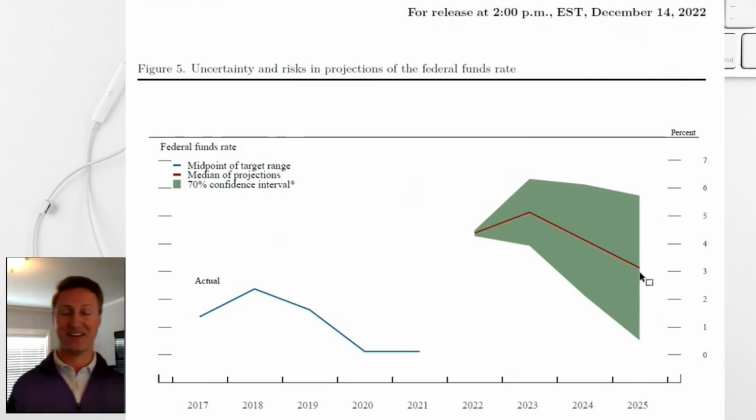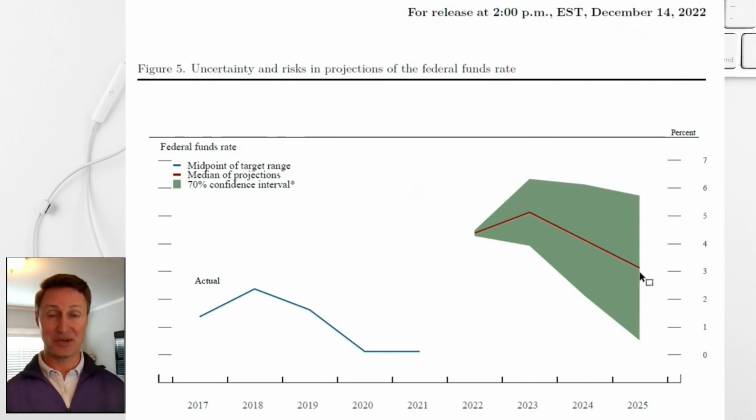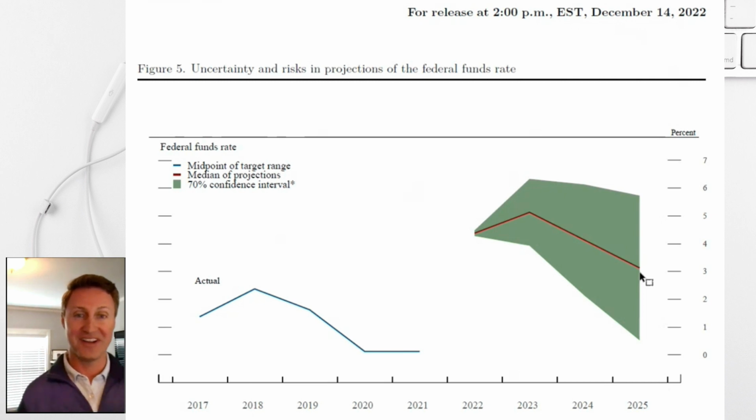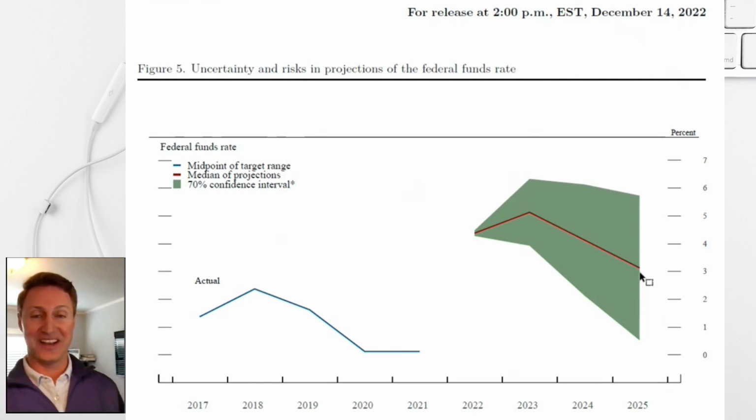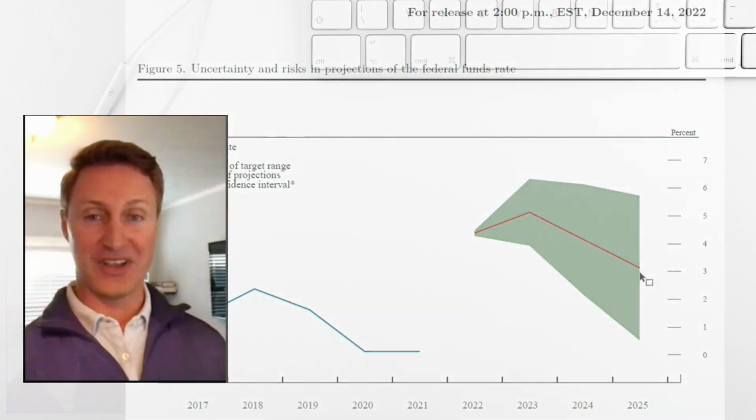So in summary, it may be a high interest rate environment for not only 2023, but 2024, assuming no other shoe drops, probably a better expression. This is what we should expect.